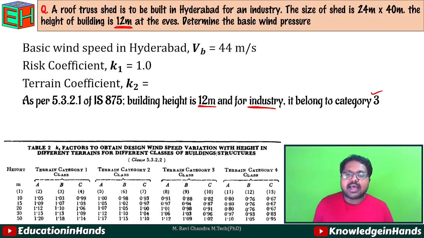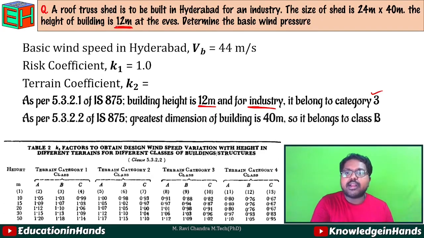Then for the class, according to clause 5.3.2.2, the greatest dimension matters. If we see the dimensions here, 24 by 40 are the dimensions of the building. So the greatest dimension of the building is 40 meters. According to this, the building belongs to class B. So terrain category 3 and class B we need to consider for our K2.